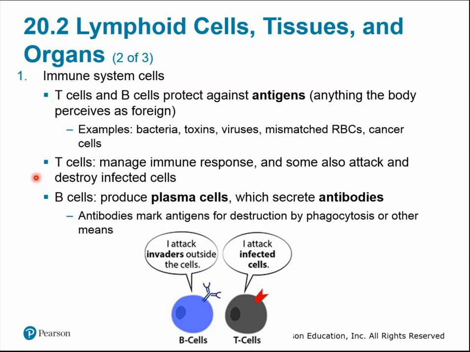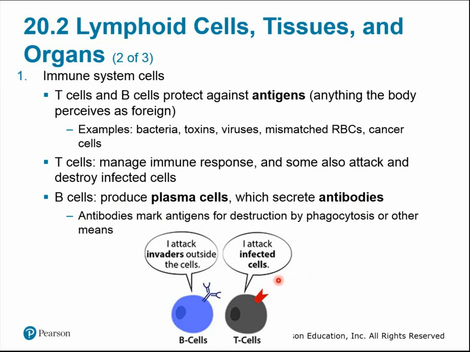So even though they're both lymphocytes, they have slightly different roles to play in the immune response. So T cells are going to generally manage the overall immune response as well as attack and destroy infected cells, whereas B cells are going to produce what's called a plasma cell that's going to secrete antibodies. So antibodies don't directly kill infected cells themselves. All they really do is tag those foreign antigens for destruction. So other cells, like T cells, know which cells to kill and which cells to leave alone.